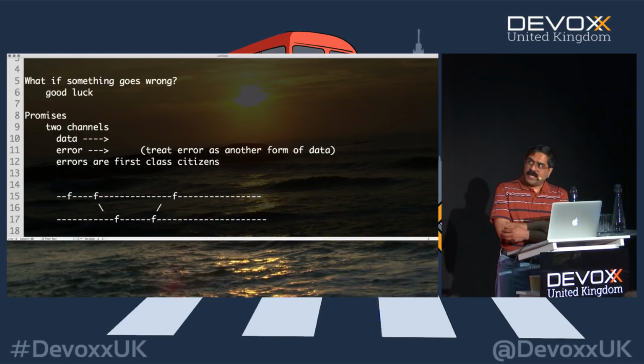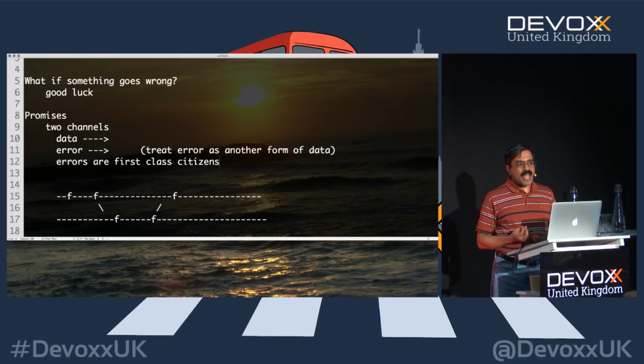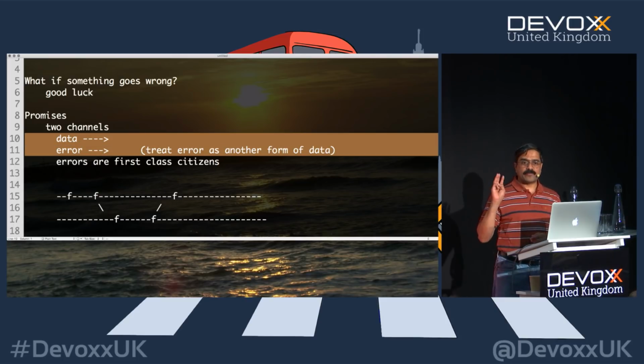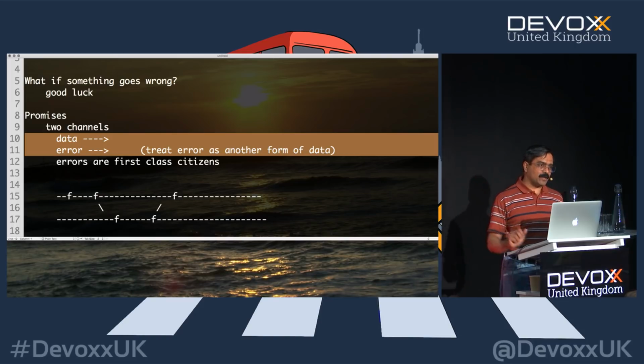If you allow me just to deviate for a second again, this is exactly what reactive streams do as well, except in reactive streams you don't have 2 channels, you have 3 channels. You have the data channel, the error channel, but you also have a completed channel, which is the 3rd channel reactive streams offer. That begs the question then, what's the difference between a reactive stream and a promise?